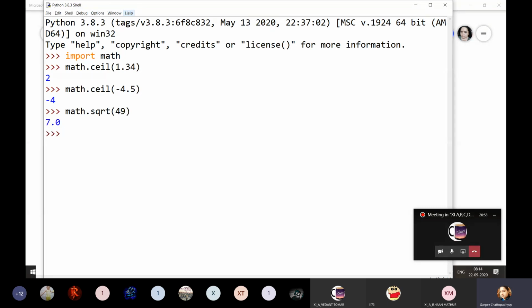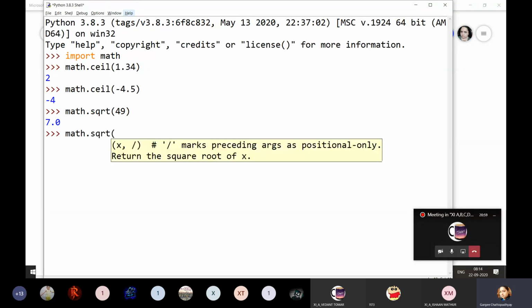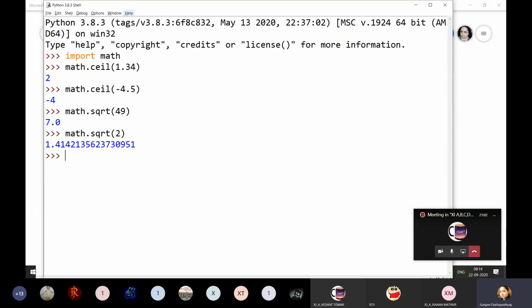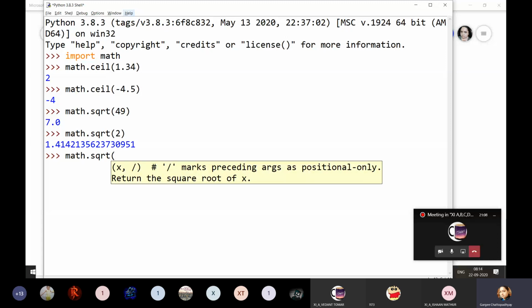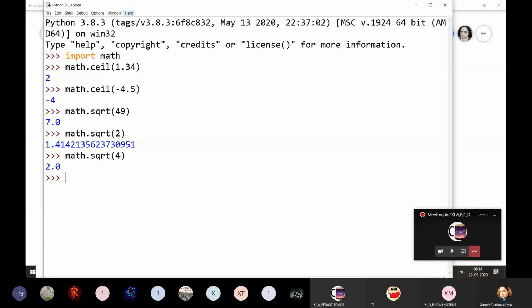math.sqrt(49) gives us 7.0. It will always return the result in float. math.sqrt(2) gives 1.4142135, that number. math.sqrt(4) gives 2.0. So it returns the square root of any number.